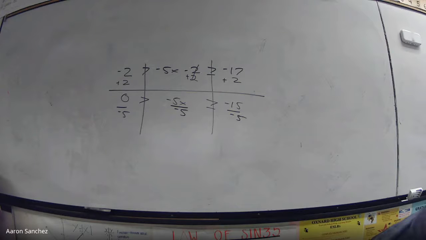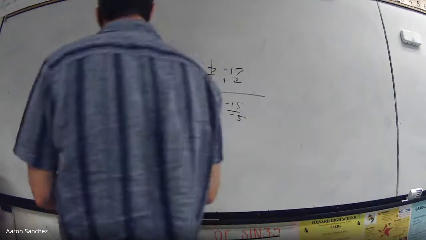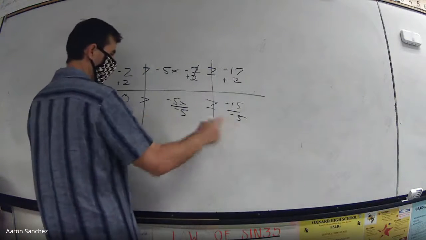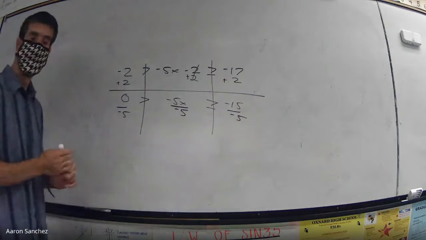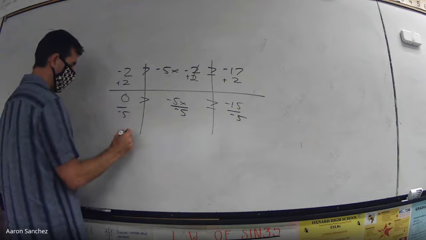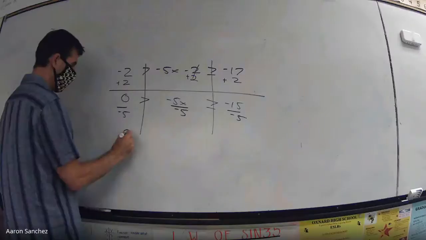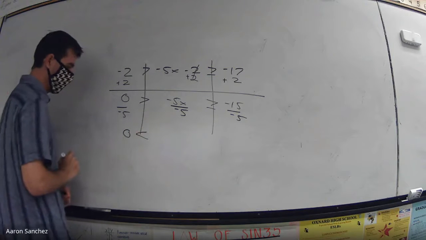I'll show you. I don't see a lot of correct answers here, guys, so I'm going to show you the answer. Octavio, you're almost right. You just got to flip the sign. Divide by negative 5, right? Can you see this? Yes. So 0 divided by negative 5 is what, Octavio? 0.